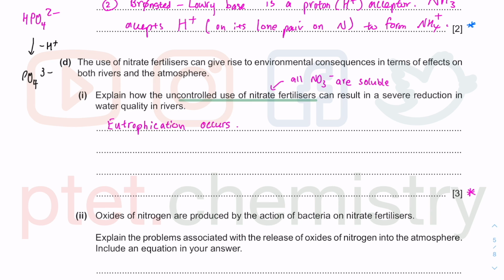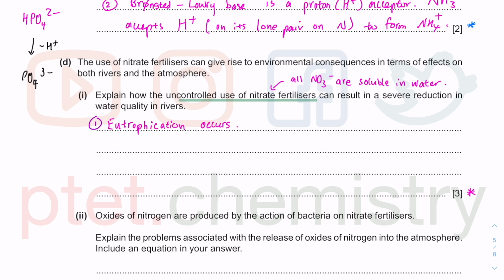This includes all those fertilizers which contain nitrate. So I've just talked about eutrophication. There's no way you can get all the marks just by talking about one thing. The exam skills is all about contents, all about the points of interest. So for 3 marks, you need to have 3 points of interest.